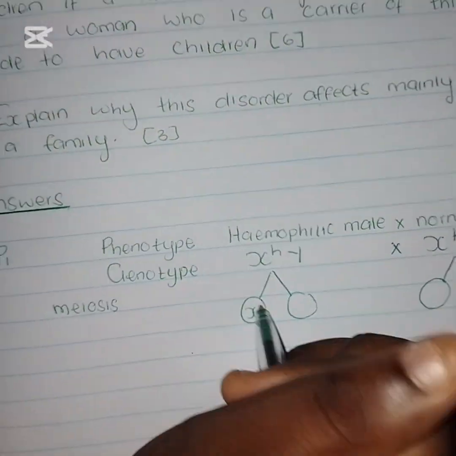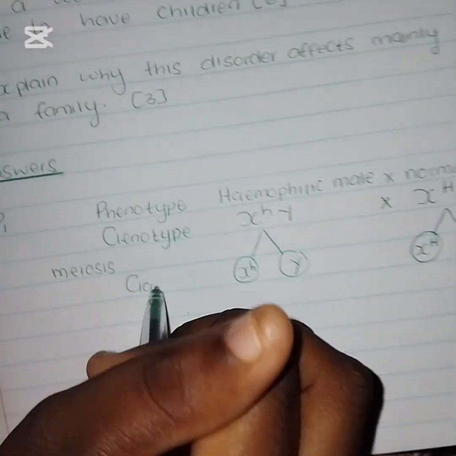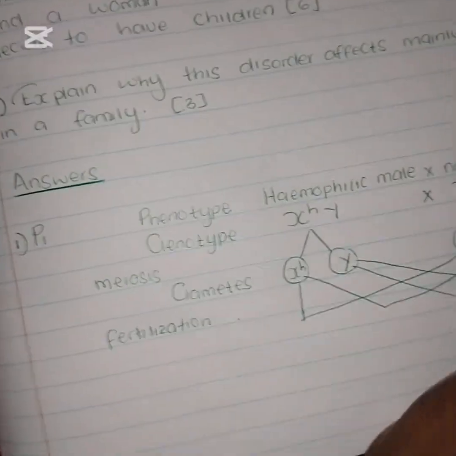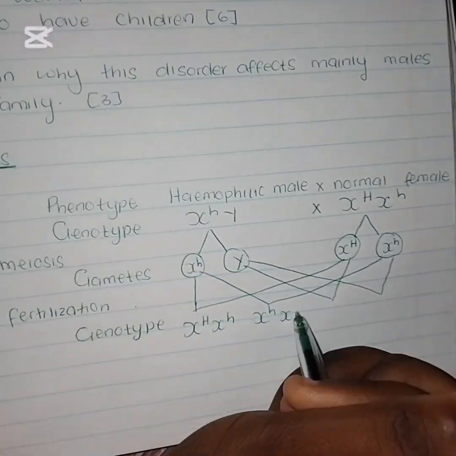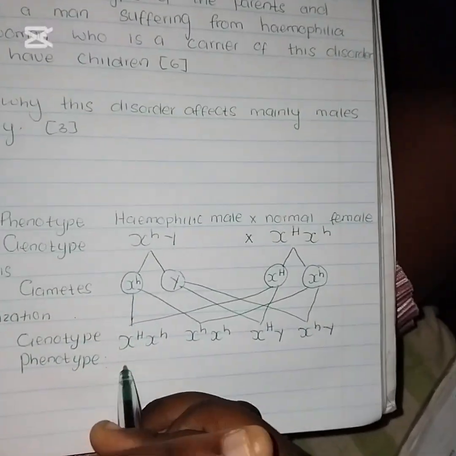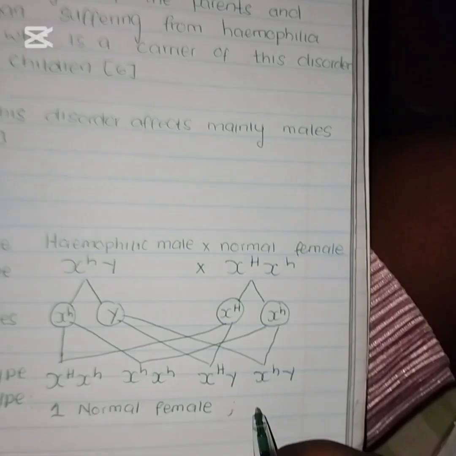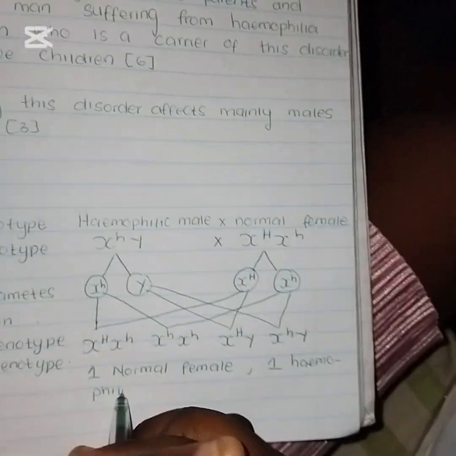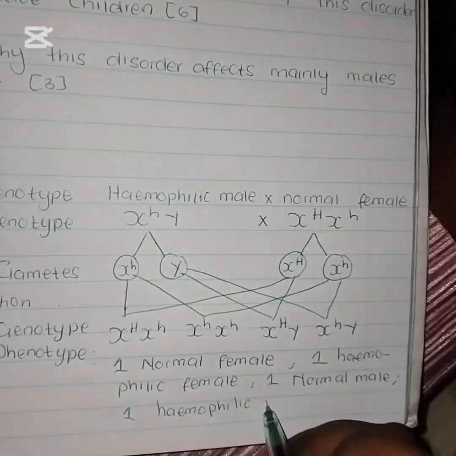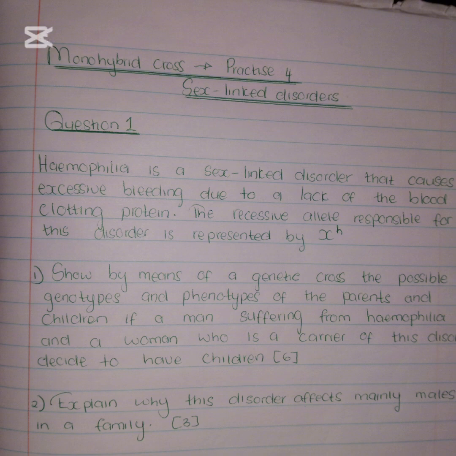And once the gametes are formed, fertilization will occur, and we now have the genotype and phenotype of the resulting offspring. The phenotype is 1 hemophilic female, 1 normal female, 1 hemophilic male, and 1 normal male. We are done with number 1. We can now move to number 2.